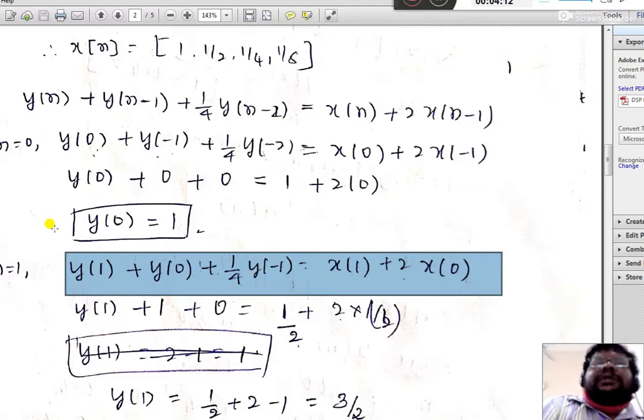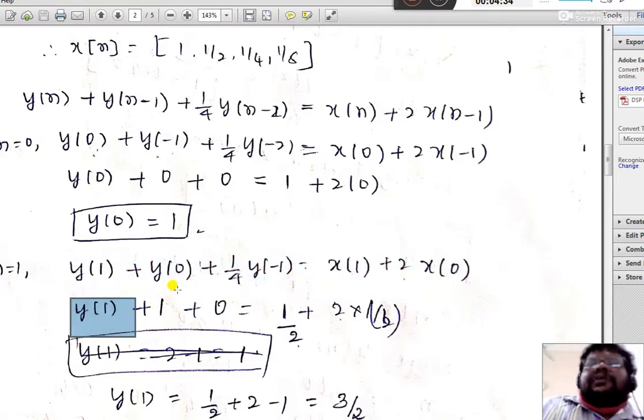By putting 1 in place of n, the first term is y of 1. Here n minus 1 is 1 minus 1, which is 0, and n minus 2 is 1 minus 2, which is minus 1. Again, for x of n, it is x of 1 plus 2 times x of 0. Other than y of 1, we have all the values.